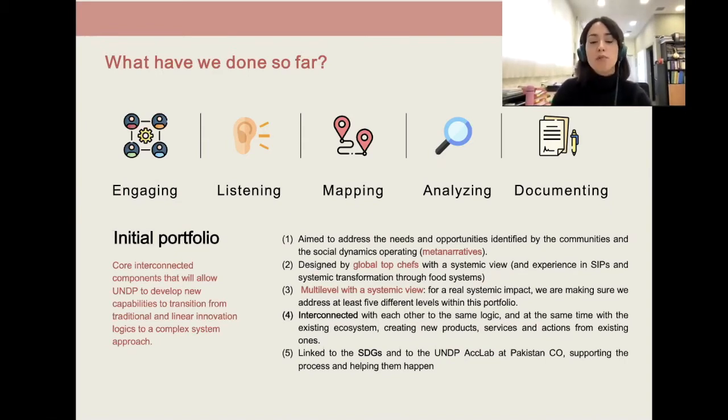So we asked them to collaborate, and UNDP was keen to allow this, designing a series of initiatives that again are tackling at least 5 different levels of impact, that are going to have a proper impact in the system, that are addressing the meta-narratives and the social dynamics that we have identified, diverse, even contradictory between each other, and that are of course interconnected with each other.